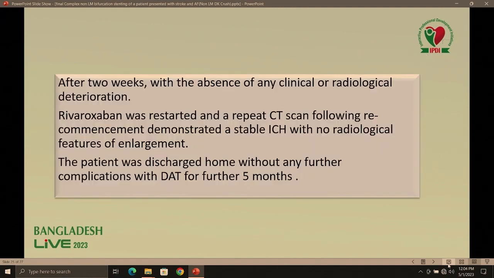For this reason, after 2 weeks, with the absence of any clinical and radiological deterioration, we started rivaroxaban and repeated the CT scan after starting the rivaroxaban, but the patient had no increase in intracranial hemorrhage. For this reason, we discharged this patient with DAT for a further 5 months.